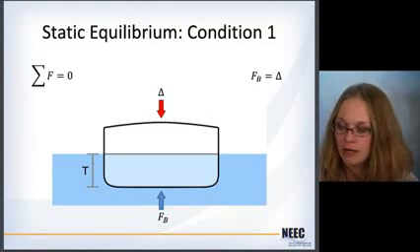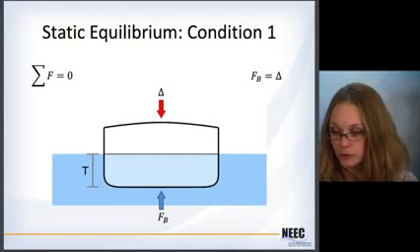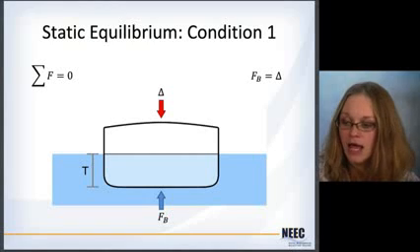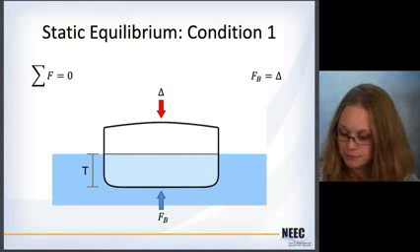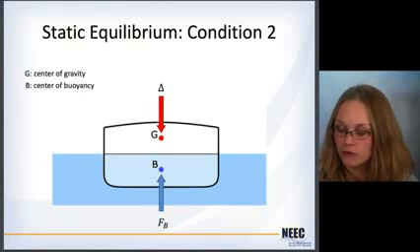So condition 1, right, here is a ship. It sits in the water. When the buoyant force is equal to the weight of the ship, then it is at rest, and it has a given draft T. Okay? That one's easy. To look at condition 2, now we need a little bit more information.